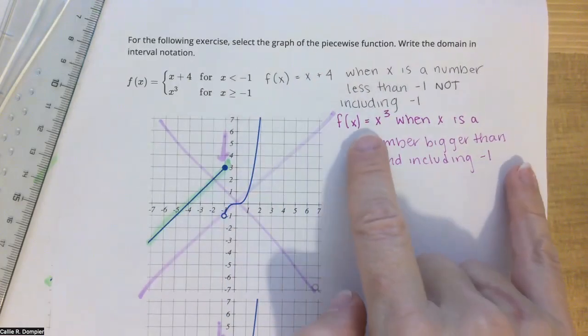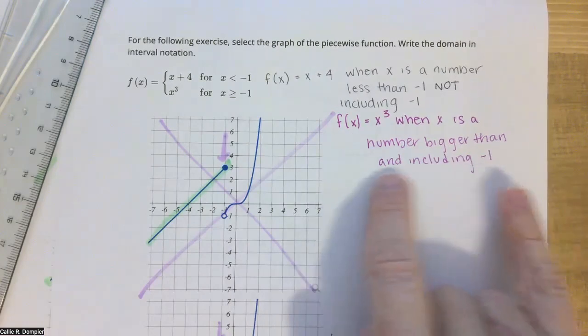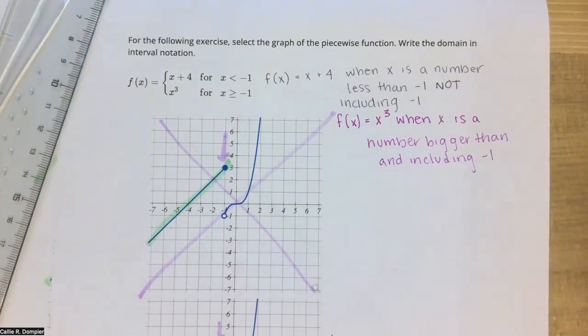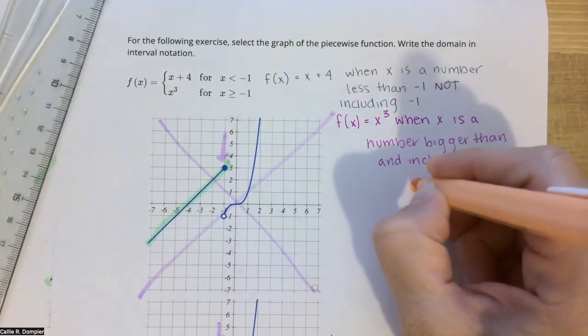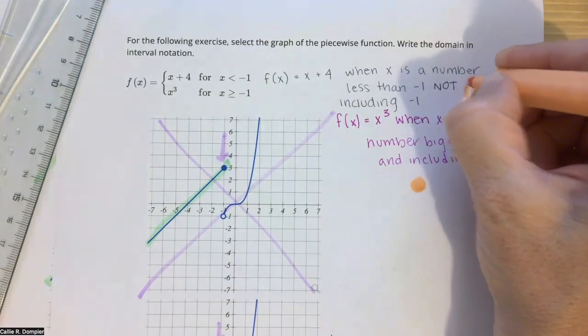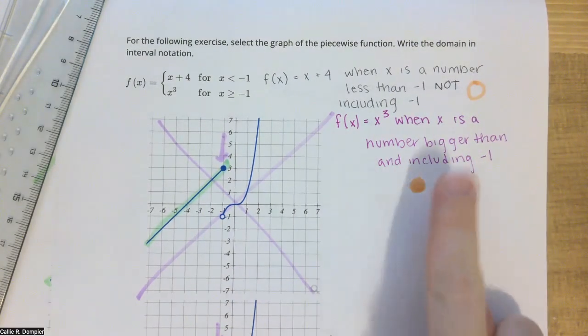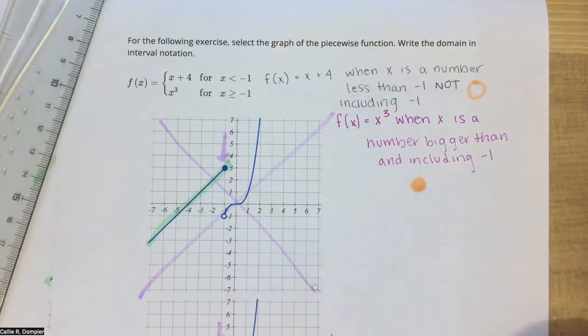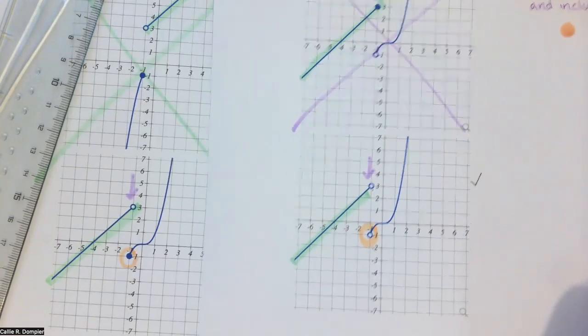What does it say about x cubed? X cubed when x is a number bigger than and including 1. And including means that that hole is filled in. Not including means that that hole is open, right? So f of x equals x cubed needs to be filled in because it says including, right?